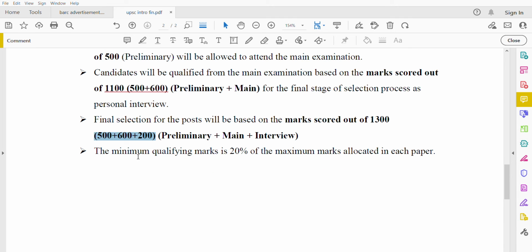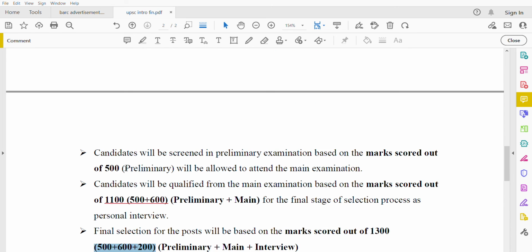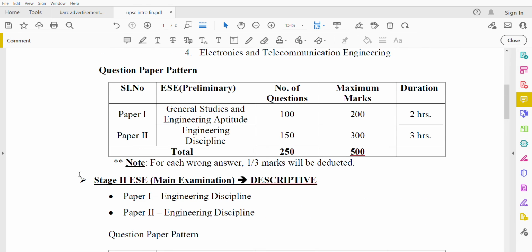Here, the minimum qualifying marks is 20% of the maximum marks allocated in each paper. For example, the maximum marks is 200 for paper 1. Minimum qualifying marks means 20% of marks for the general category. 20% of marks means around 40 marks. So 40 marks will be the qualifying marks. Qualifying marks is different from cutoff. If you get 40 marks only, they will check the next paper. They will correct the next paper like that.